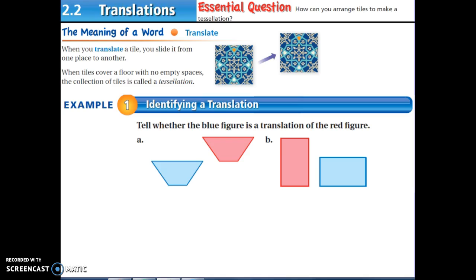In example 1b, if I want to start with my red figure on the left here and have it end where this blue figure is, I don't simply just push the figure to the right. I would need to tip the figure over and then push it. So that is not just a translation. That would be a translation after we have rotated. So part B is no, it is not a translation of the red figure.